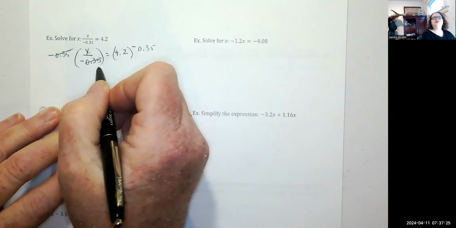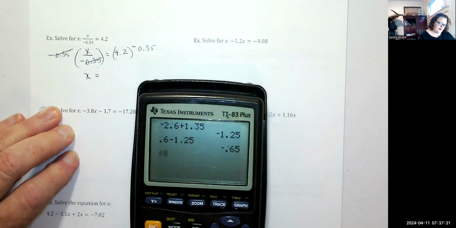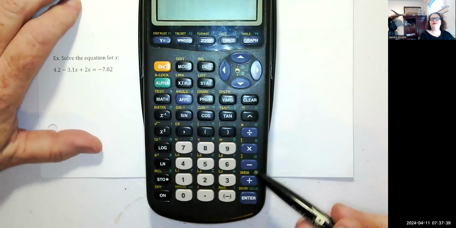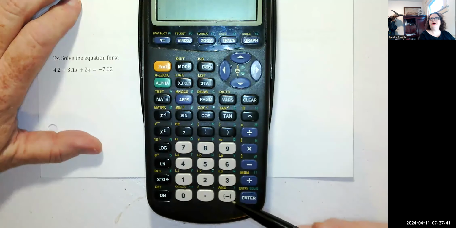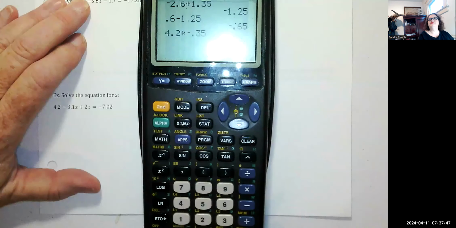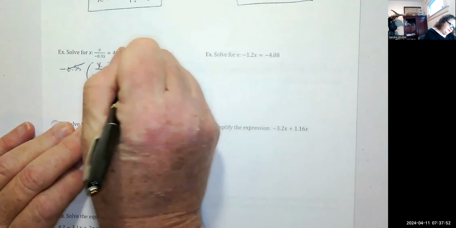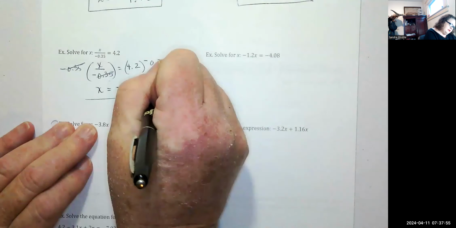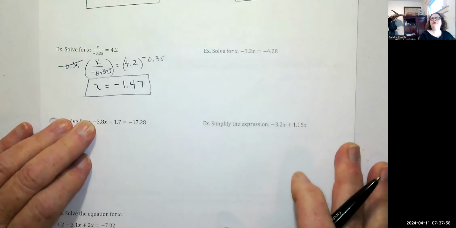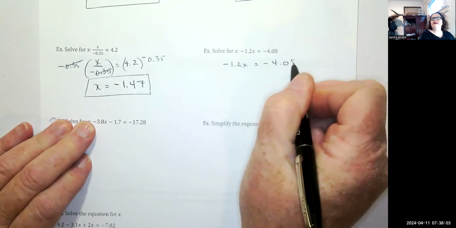When I do that, remember this is over 1, so these reduce, and you're left with x is equal to, and now we just need to multiply 4.2 times negative 0.35. Be careful and do not use your subtraction sign as your negative. Your calculator should have an actual negative button. If you use subtraction, it will be wrong. And make sure your answer is negative on this because a positive times a negative is a negative. That is my answer.